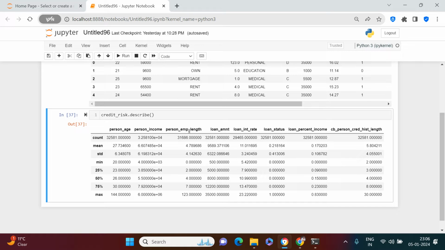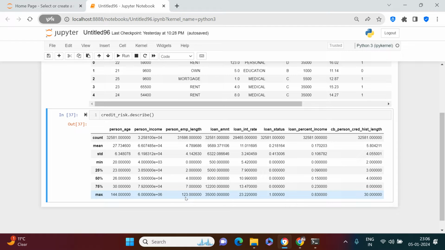Next, if I see person employment length, see who is the person who is employed for 123 years. In present time, retirement is around 65, at least in India it is 60 to 65. So who on this planet is working for 123 years? I don't think so, right? So again, this one looks impractical to me, which I would be deleting.